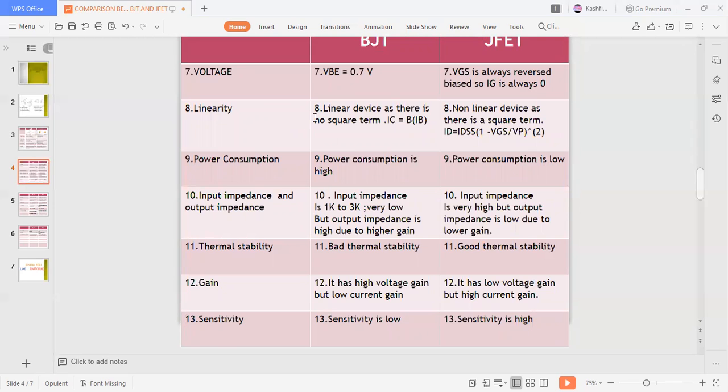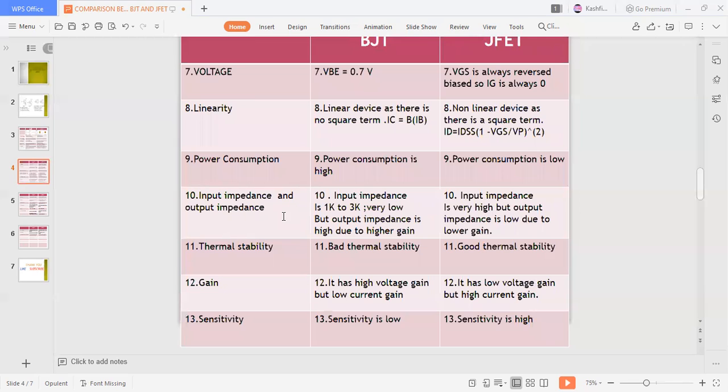Linearity. BJT is a linear device because IC equals beta IB. Here no square or cube or any other term is used. So it is a linear device. But for JFET, here it is a square term. So it is a non-linear device. Power consumption. In BJT, the power consumption is high. But for JFET, the power consumption is low.